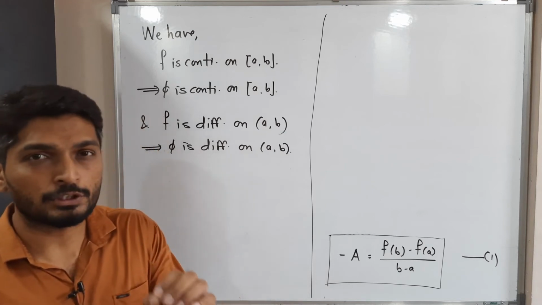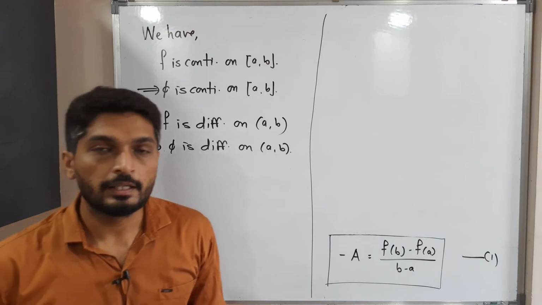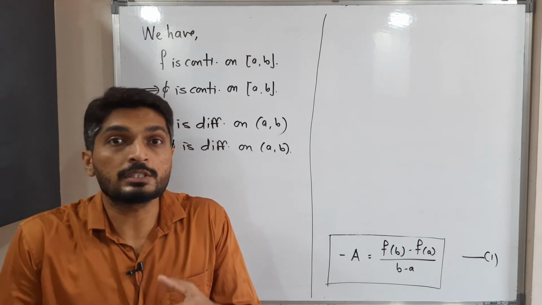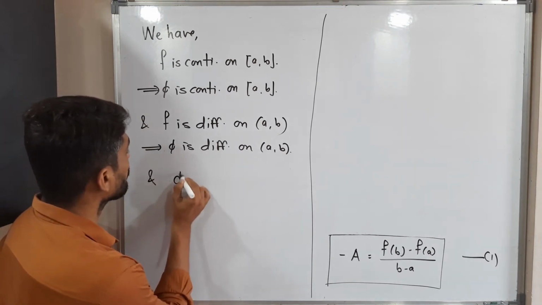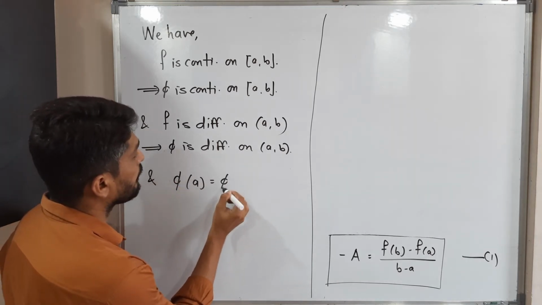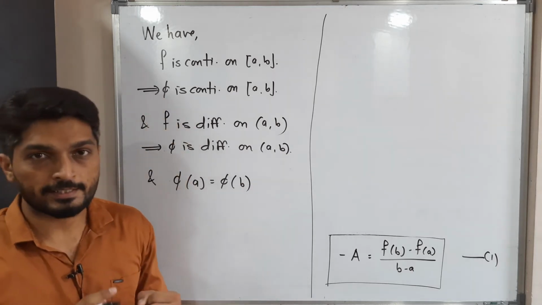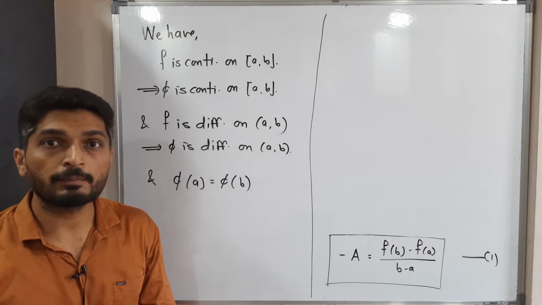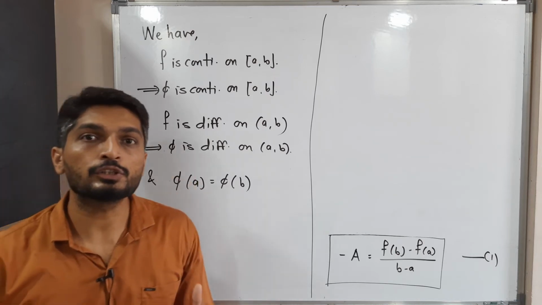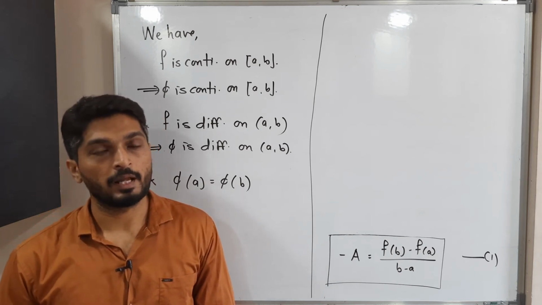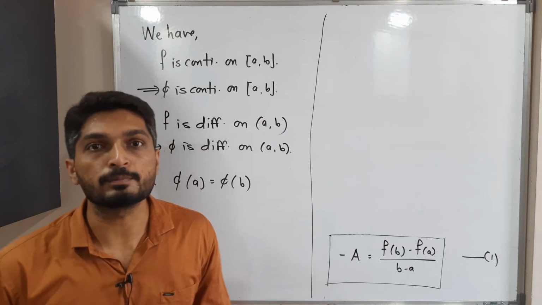If you remember, just two or three minutes before, I wrote here phi of a is equal to phi of b. That means capital A is a constant which satisfies that condition, phi of a is equal to phi of b. So I should mention phi of a is equal to phi of b. So the important thing we have got here is phi is continuous, phi is differentiable, phi of a is equal to phi of b. So all these are conditions of Rolle's theorem, and our phi satisfies all those conditions. So that's why I can apply Rolle's theorem.